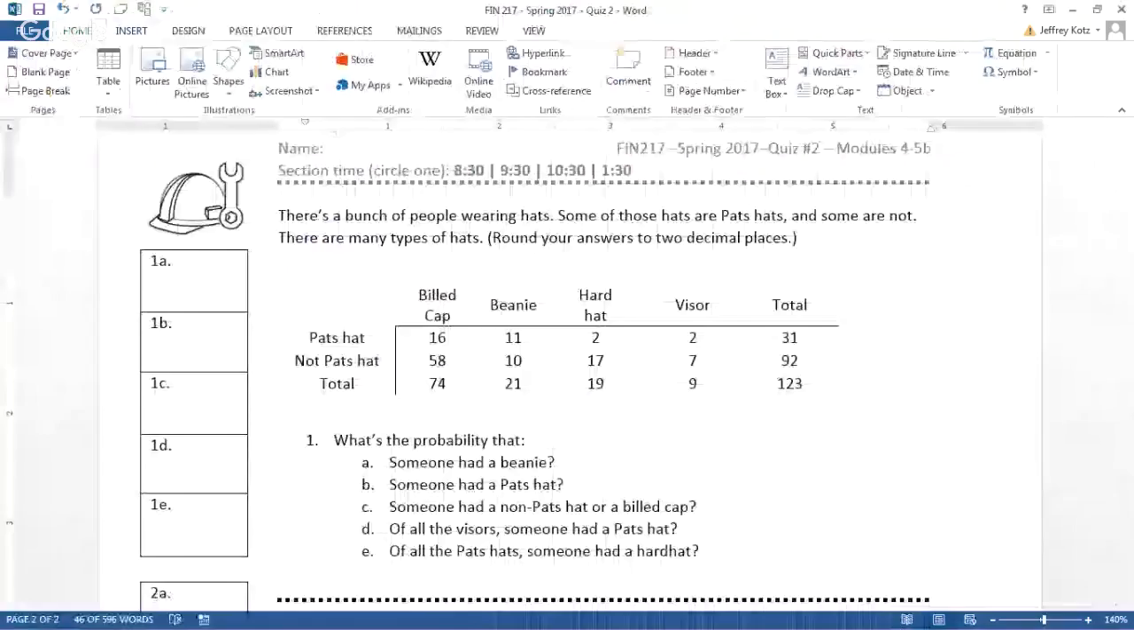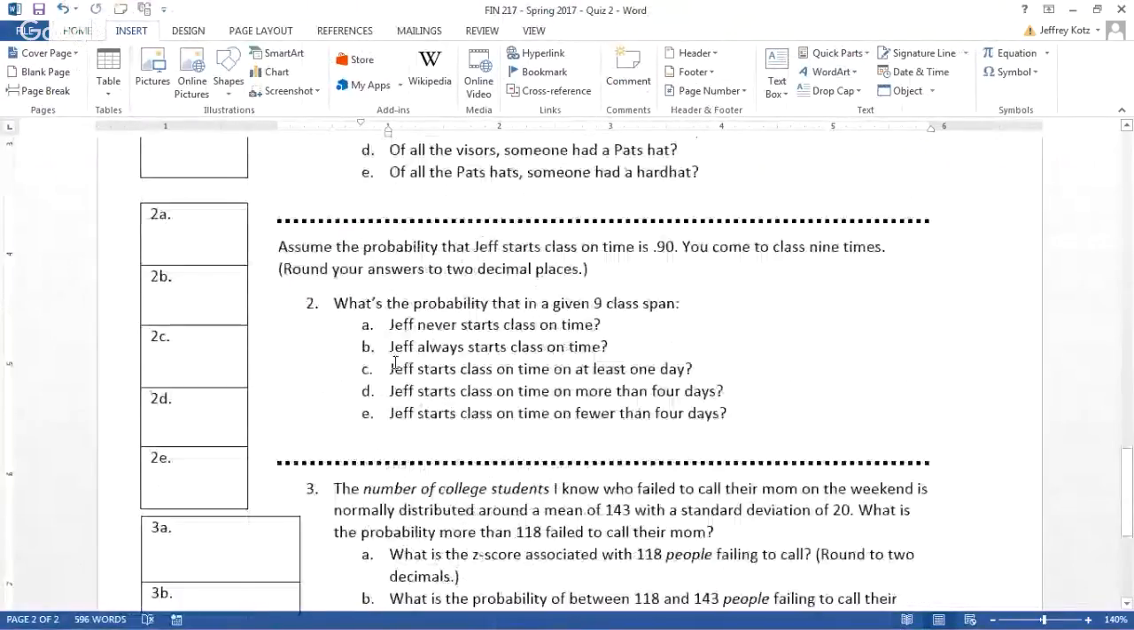Question 2. Assume the probability Jeff starts class on time is 90%. You come to class 9 times. Answer these to 2 decimal places. Effectively, again, what we have here is n equals 9 and pi equals 0.9.